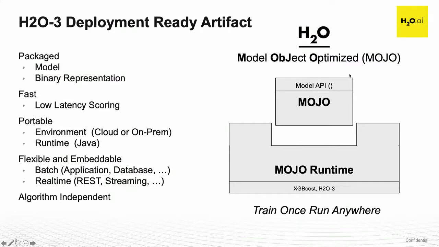Now, the best thing about MOJOs, in addition to them being portable and easy to deploy, is that they're super low latency. So this is something that's important for real-time use cases. And I know that Spark offers streaming options. So this would be very handy: if you create a model in H2O using a MOJO, it will offer low latency. That's an important feature to remember.